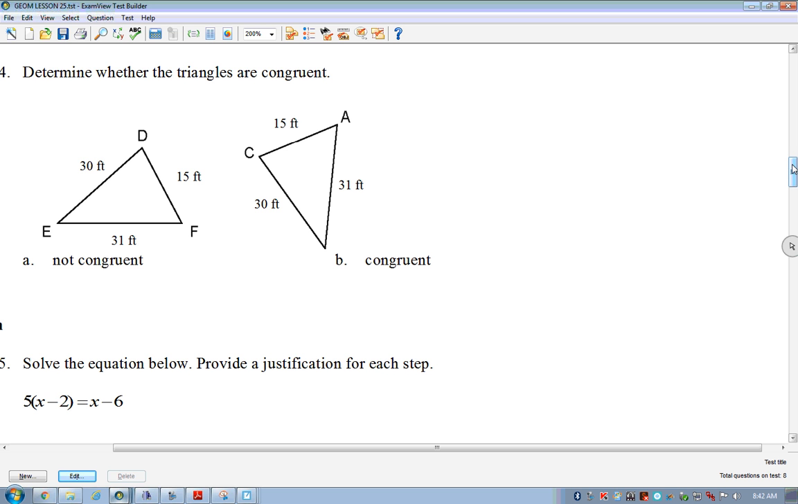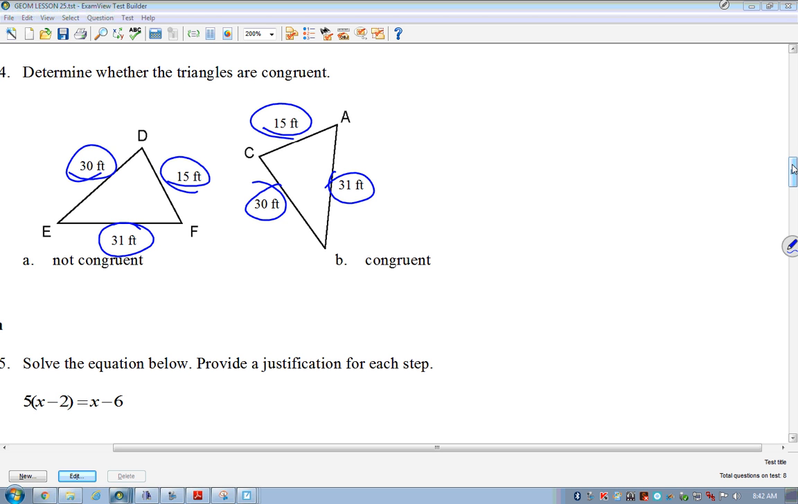Yes, okay. I see a 30 here. Do I have a 30 on the other one? Okay. I see a 31 here. Do I have a 31 on the other one? Okay. I see a 15. Do I have a 15? Okay. Is that enough to prove it? Yeah. So we're going to say congruent.